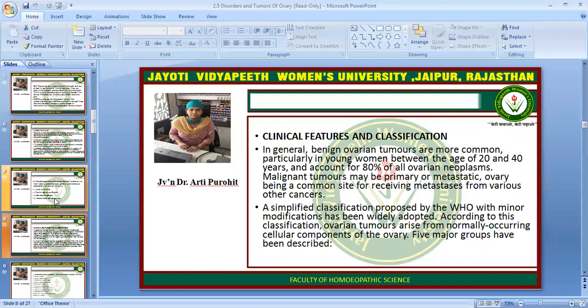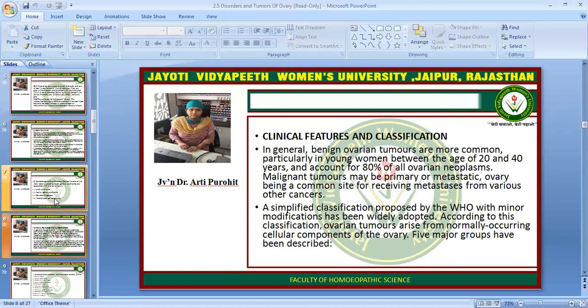In general, benign ovarian tumors are more common, particularly in young women between the ages of 20 to 40 years, and account for 80% of ovarian neoplasms. Malignant tumors may be primary or metastatic, the ovary being a common site for receiving metastasis from various other cancers. A simplified classification proposed by WHO with minor modification has been widely adopted. According to this classification, ovarian tumors arise from normally occurring cellular components of the ovary.